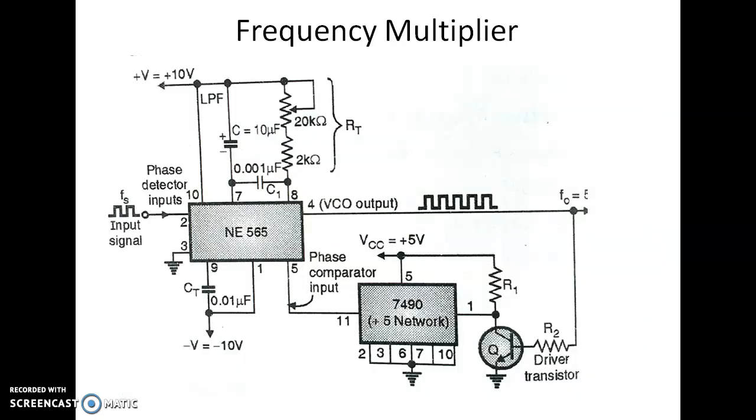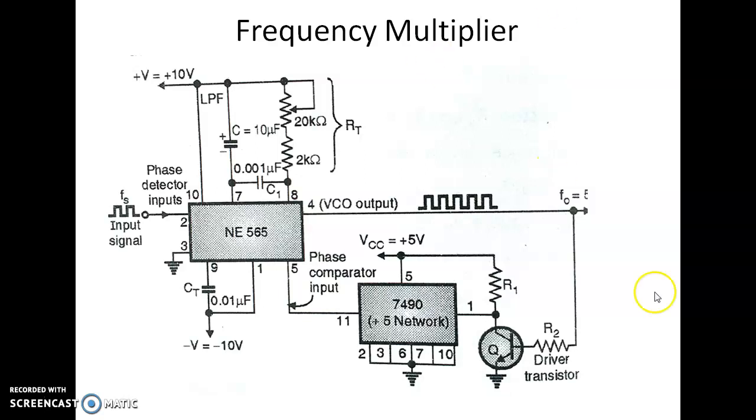So we have the multiplier using PLL and counter. The frequency multiplier with N equal to 5 can be implemented using IC 565 and decade counter IC 7490. Here we have IC 7490 that can act as a decade counter. So this IC 7490 is being used as a divide by 5 network by configuring it as a modulo counter.